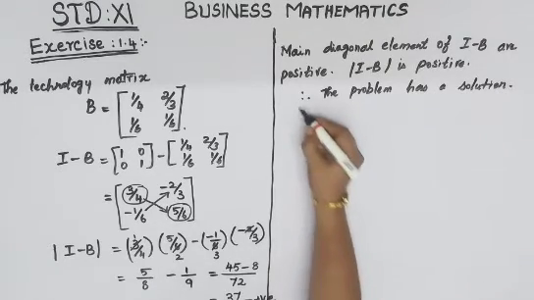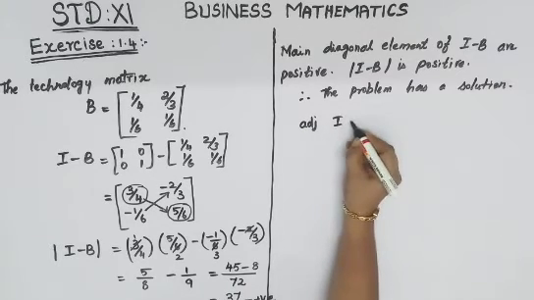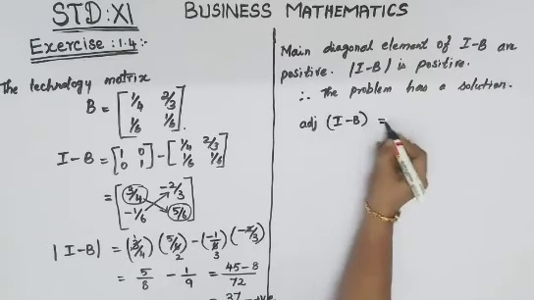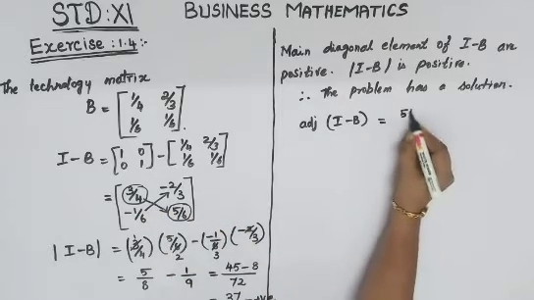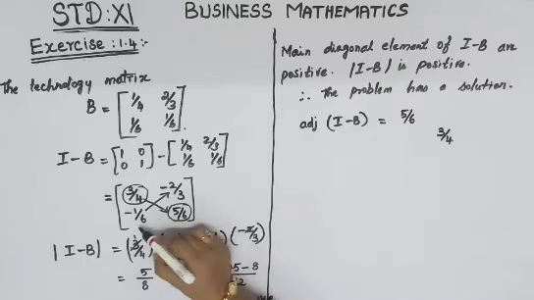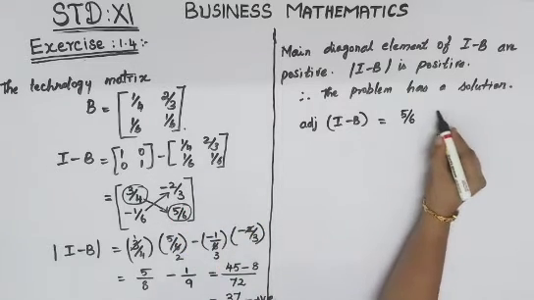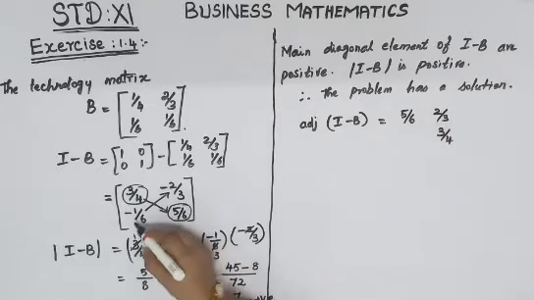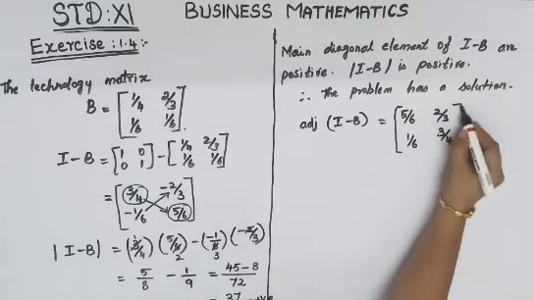So to find the solution, we'll have to find adjoint of I minus b. So I minus b we have got it here. So adjoint is, I've told you, just change this diagonal element. So 5 by 6 will go there, and this 3 by 4 will come here. Then the next is this diagonal elements, you will have to change the sign. So minus is there, so you will get it as plus 2 by 3. Again here minus is there, so you will get it as 1 by 6. So this is your adjoint of I minus b.